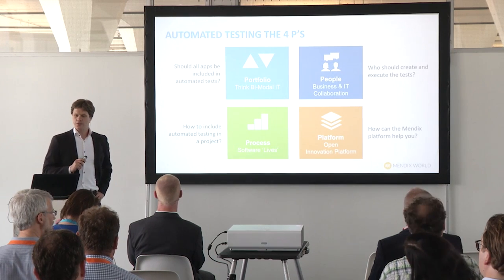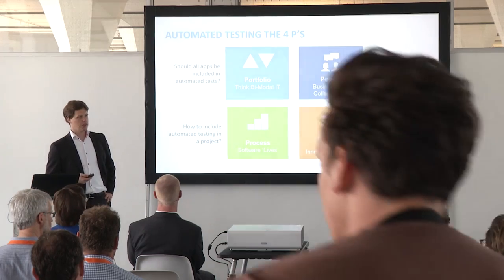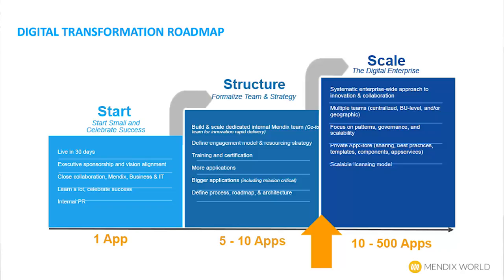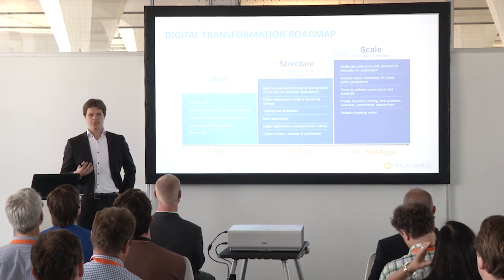Now, of course, in addition to the four Ps, we have the full digital transformation roadmap that we define, that we use to guide your company through an agile maturity process. You start at the start phase, obviously, where you start with a small app and celebrate success quickly.